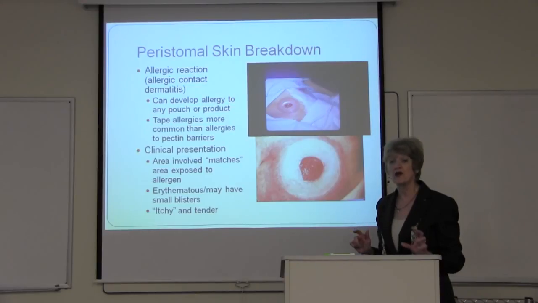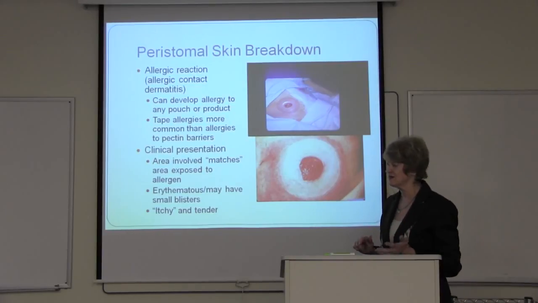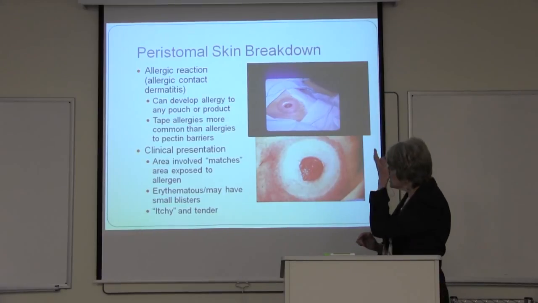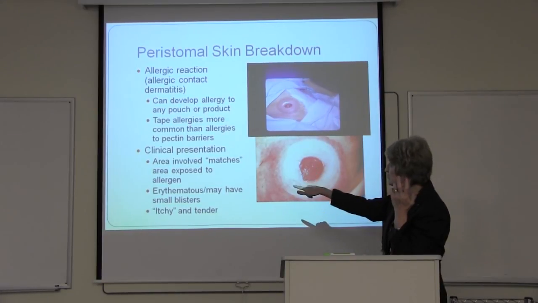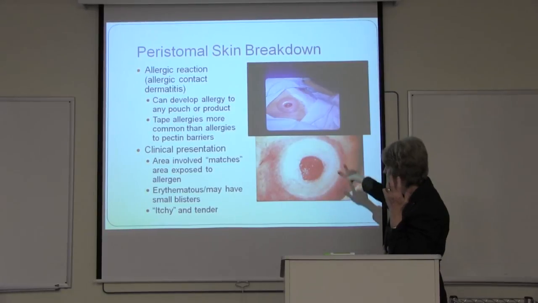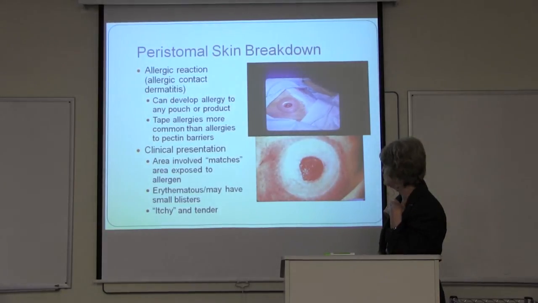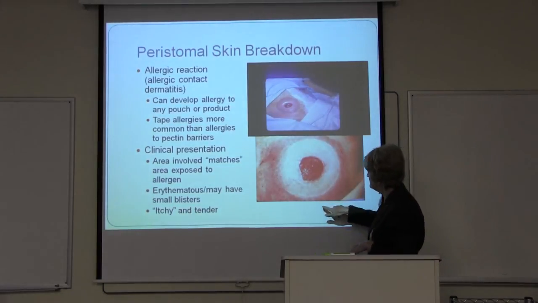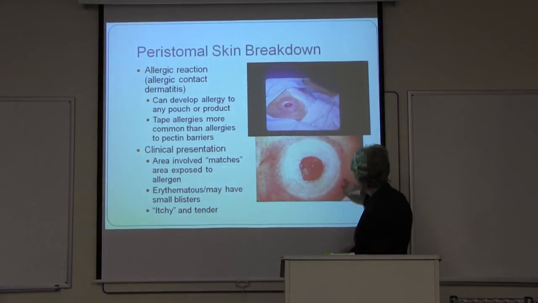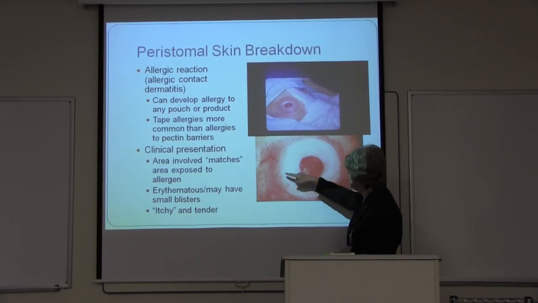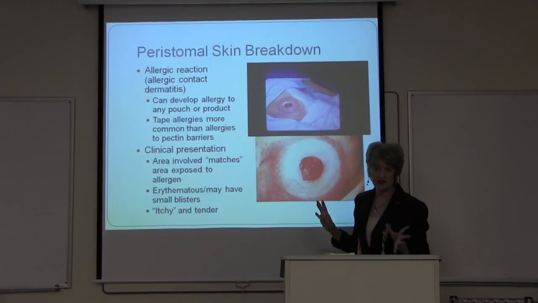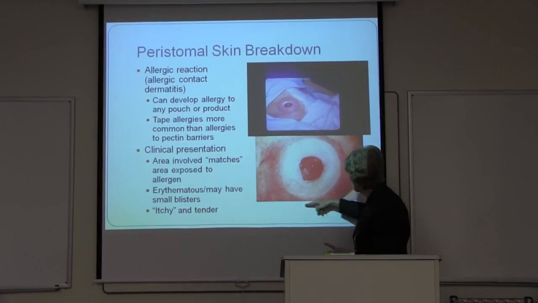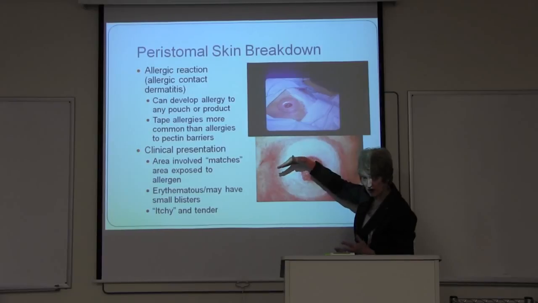If you're not clear, then you're going to end up doing patch testing to figure out exactly what they reacted to. So clinical presentation we've already talked about is going to match the area that's in contact with the allergen. Now, I wanted to point this out. Sometimes you'll have one area that's more intensely involved than another. And this patient, this was the inferior aspect of the stoma. The patient was reacting to tape, but the top part was not as severely involved, and that's because the bottom part was under the patient's underwear. The top part was not.